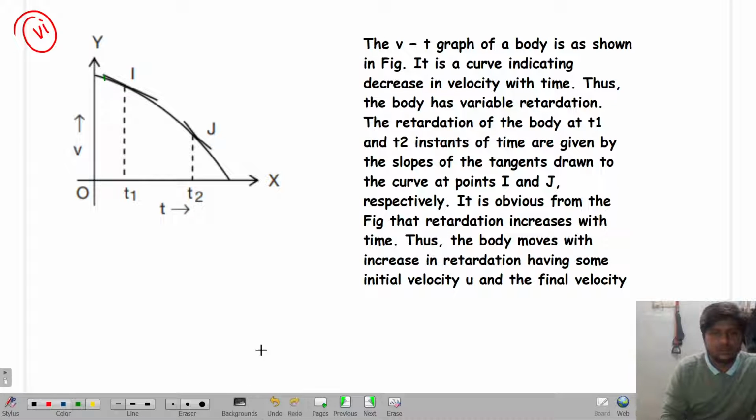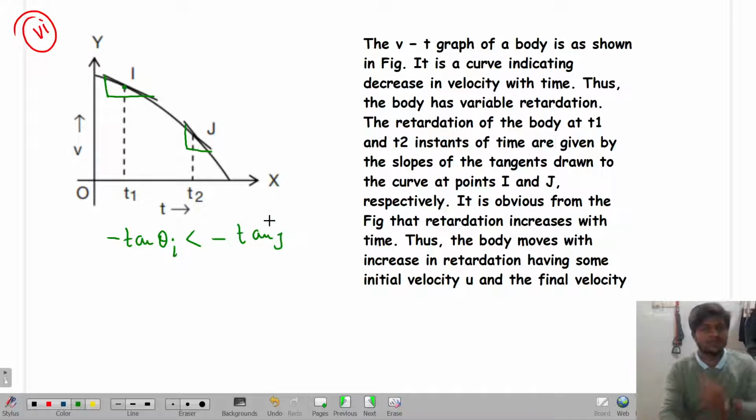Yes, sir. Explain a little, and if I ask in between, that's fine. What is the point if I draw a right angle triangle over here? Let's suppose I have drawn this bigger right angle triangle. What we observe is that the slope, tan of theta, is increasing at point I. Yes, the retardation is increasing. So minus of tan theta at I is much less than minus of tan theta at point J.